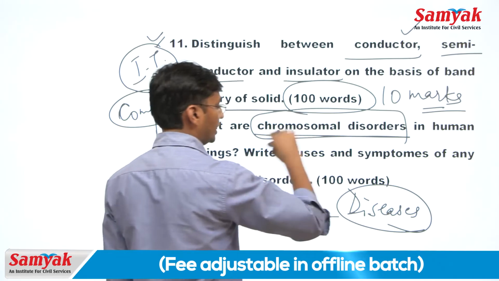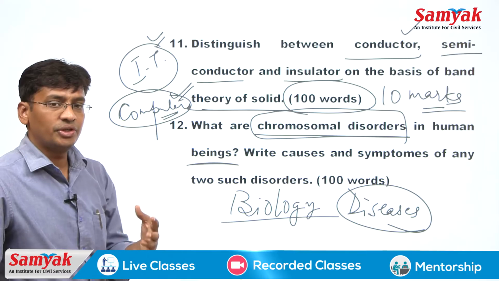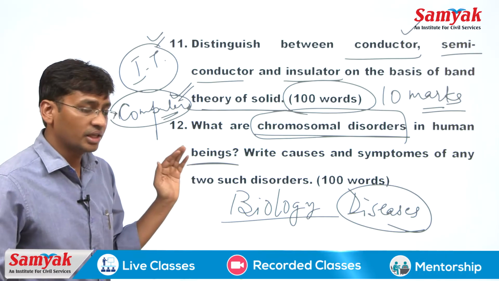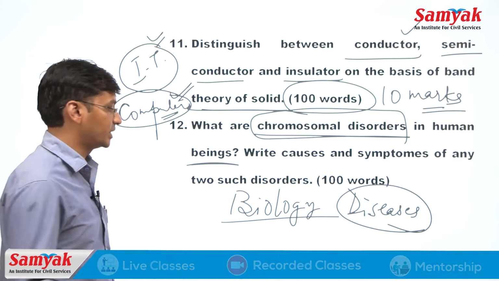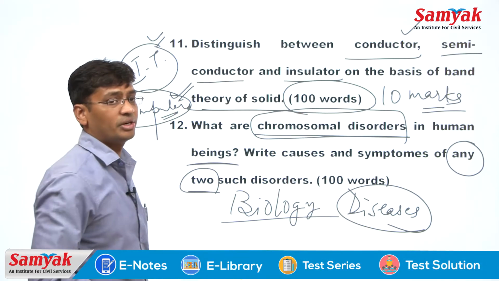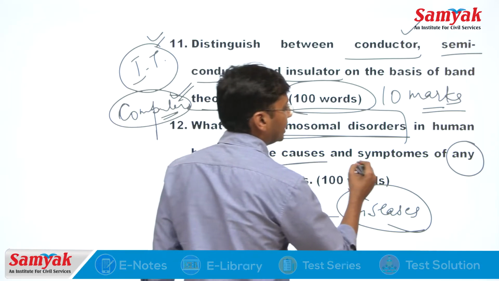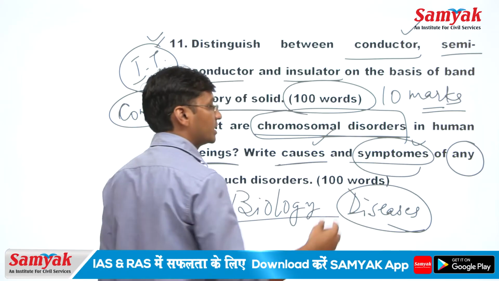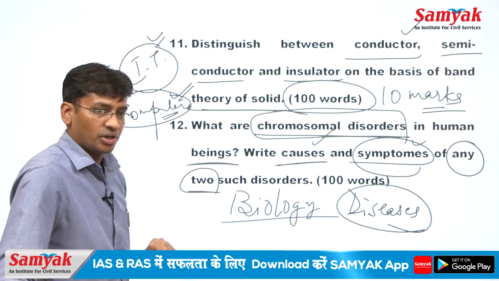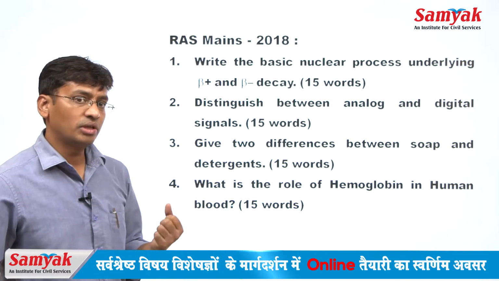You have to describe, basically in this question, what are the chromosomal disorders, okay, like Down syndrome, Klinefelter syndrome, Turner syndrome, right. You have to answer the causes and the symptoms of any two such diseases, any two diseases out of the chromosomal disorders. Causes and the symptoms, that is why do they occur, of any two such disorders. So, it was all about the paper of the RS Mains 2016.